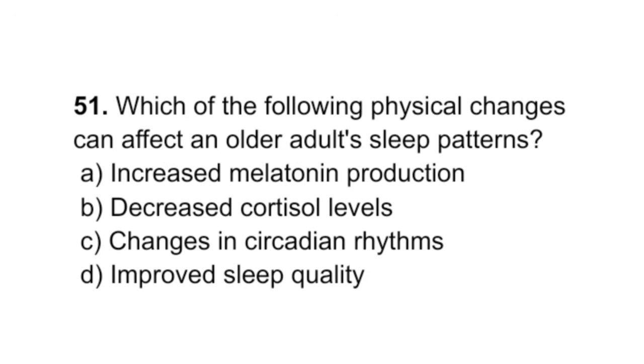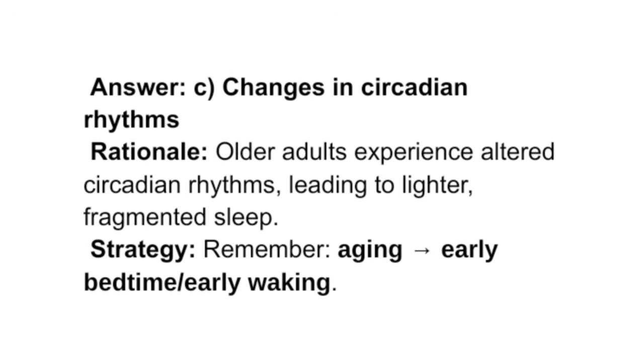51. Which of the following physical changes can affect an older adult's sleep patterns? A. Increased melatonin production. B. Decreased cortisol levels. C. Changes in circadian rhythms. D. Improved sleep quality. Answer: C. Changes in circadian rhythms. Rationale: older adults experience altered circadian rhythms, leading to lighter, fragmented sleep. Strategy: remember, aging means early bedtime and early waking.